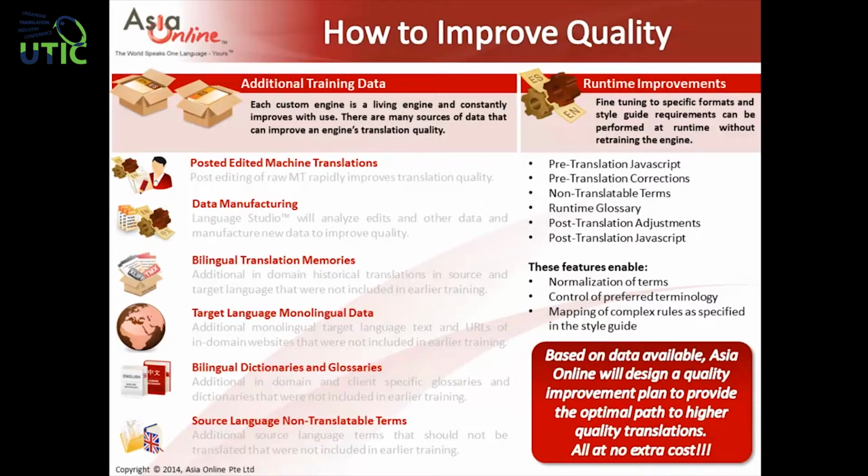There's two different ways that you can improve the quality of an MT system. One is just by providing additional training data. Clean data systems will improve with small amounts of data. Dirty data systems need massive amounts of data.